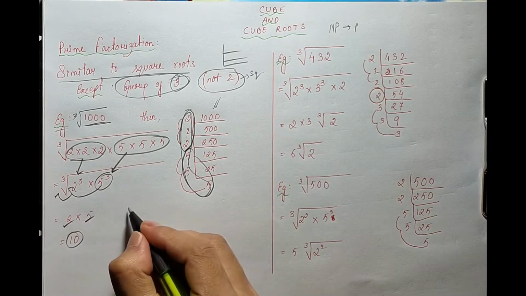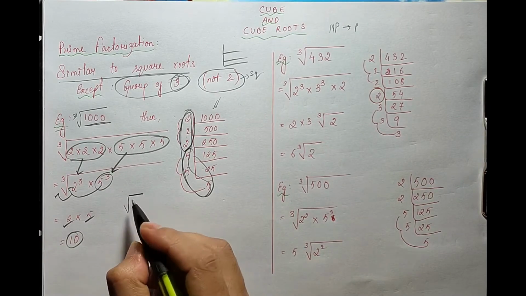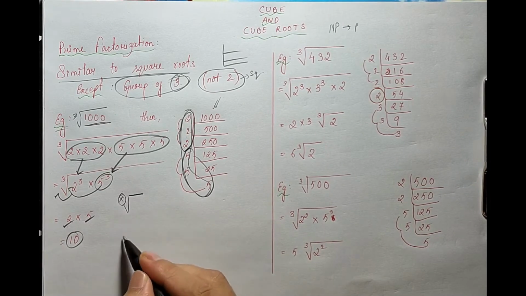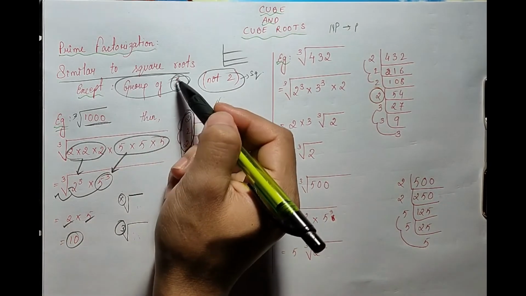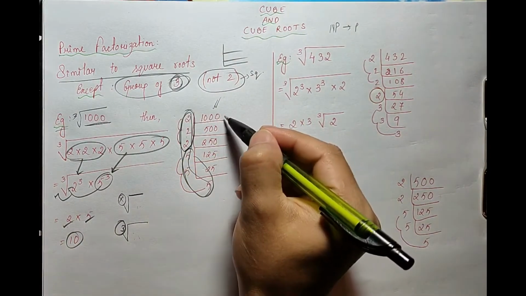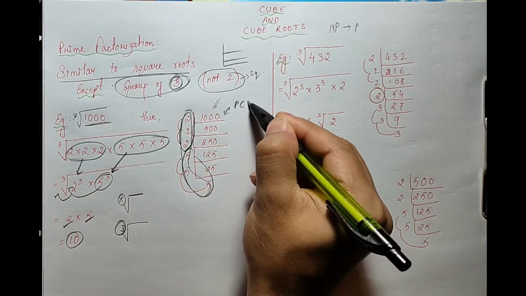Also remember the point of difference. Square root is written like this. There are no numbers here, but for cube root you can't simply write this, because then there will be no difference between square root and cube root. So just to indicate that this is a cube root, we write 3 here, 3 indicating the power. Now this number is called a perfect cube root.